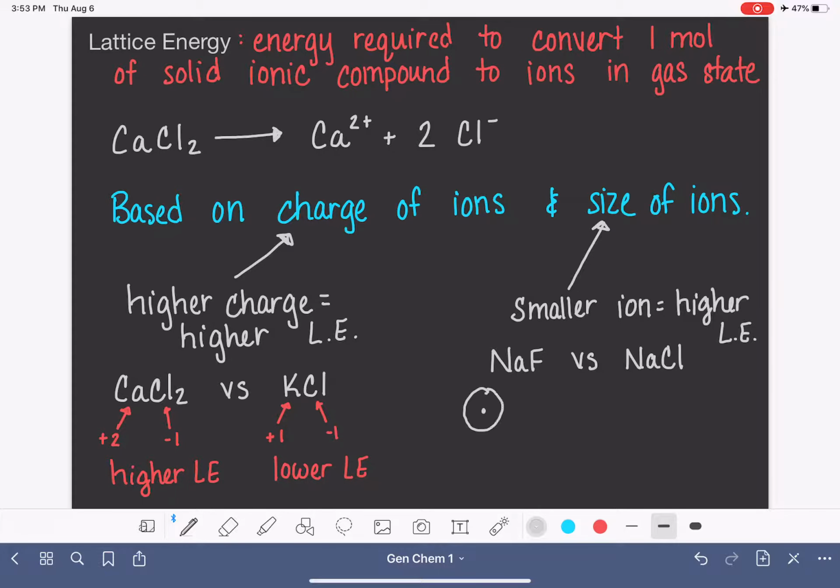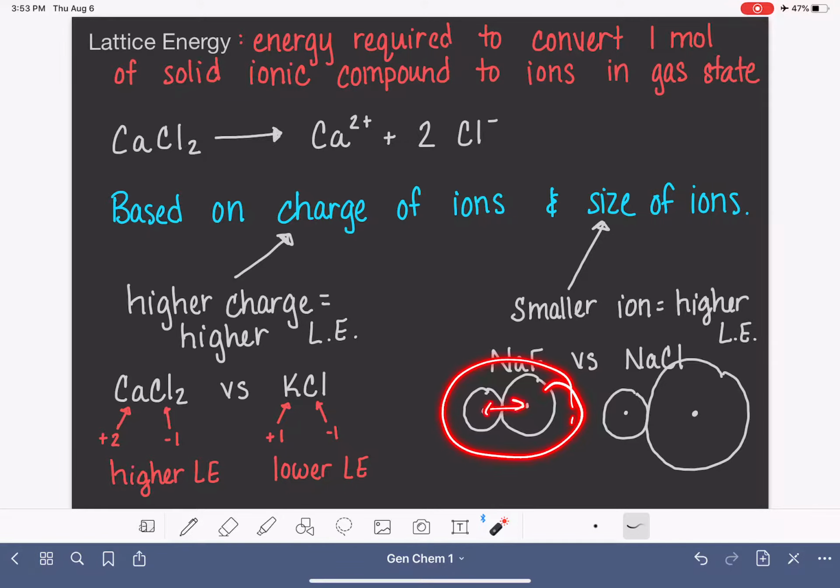Sodium atom and a fluoride atom like this. And then over here we have a sodium atom. I'm going to try to make my two sodiums the same size. And chlorine, the chloride ion is larger than the fluoride ion. So chloride like this, maybe bigger. I want to make it bigger. And so what we know is that these two ions are held together with more energy, a smaller ion, higher lattice energy. So these two ions are held together more tightly than these two ions. And we know it has something to do with size.